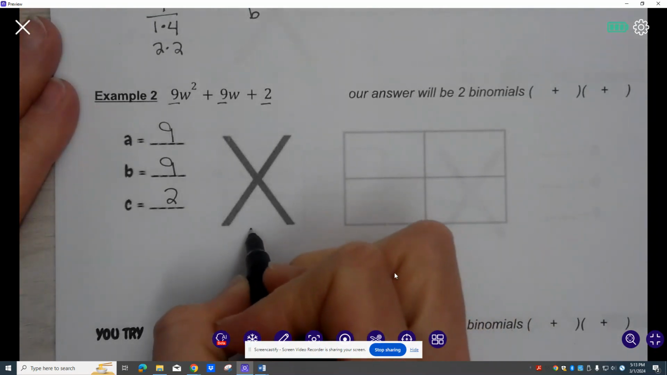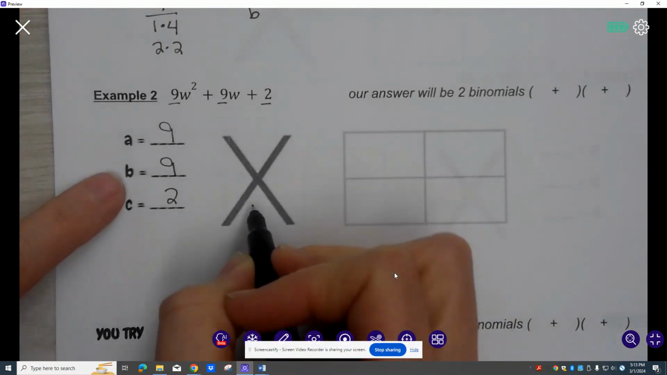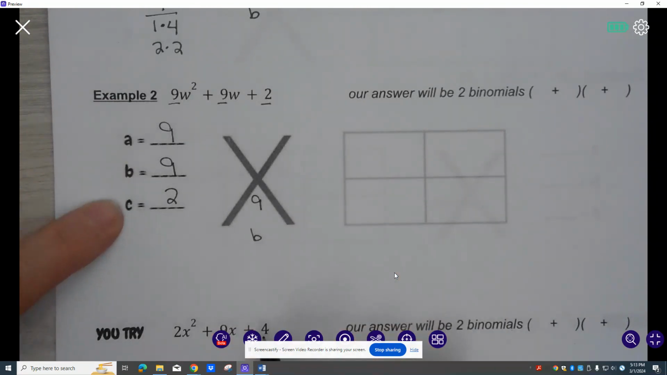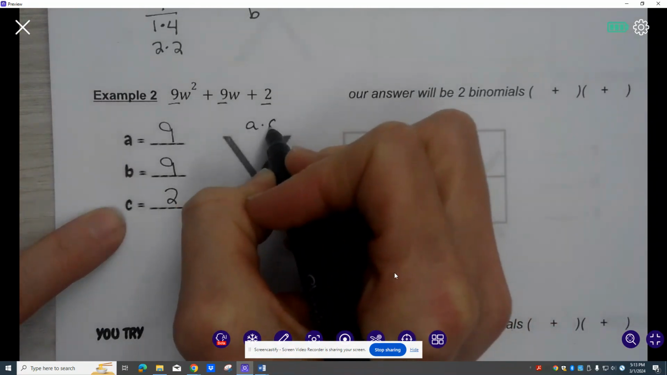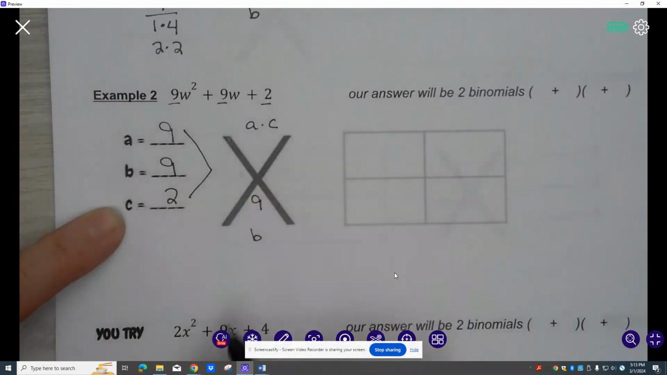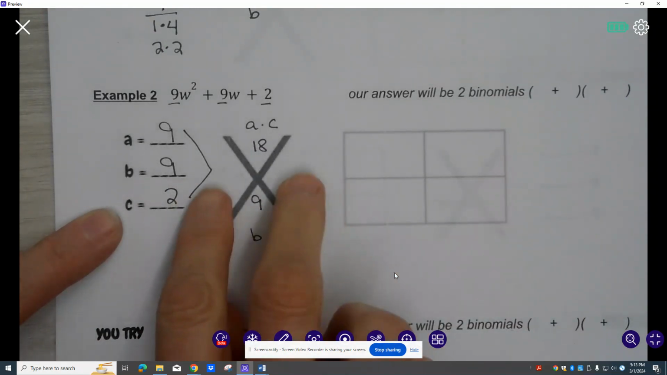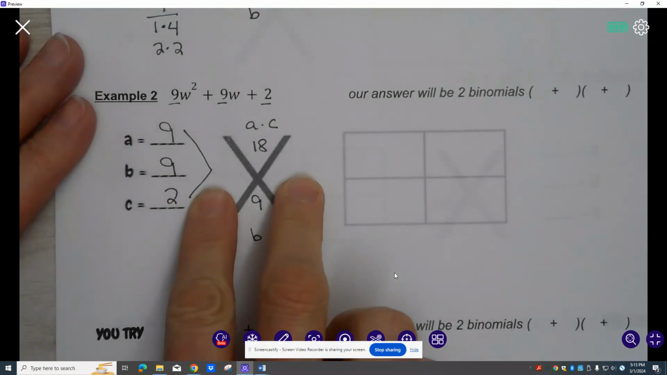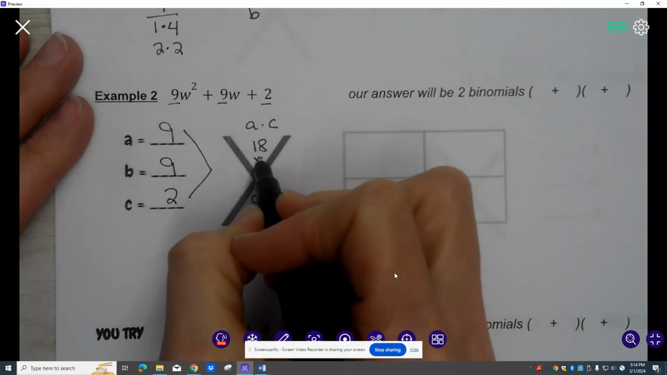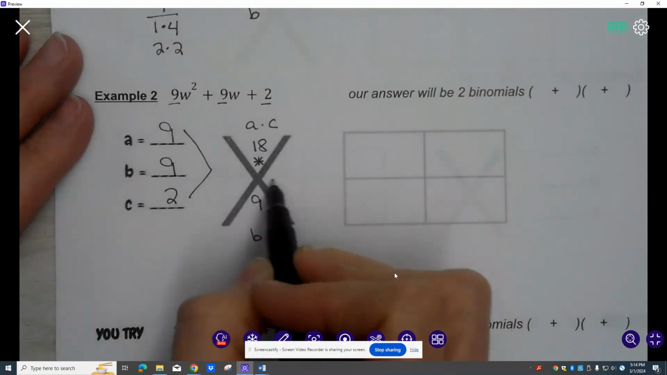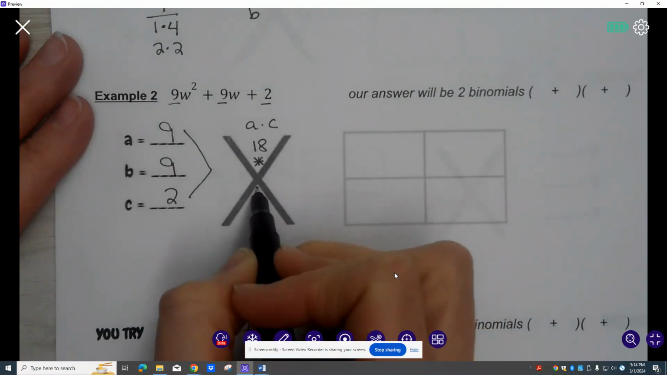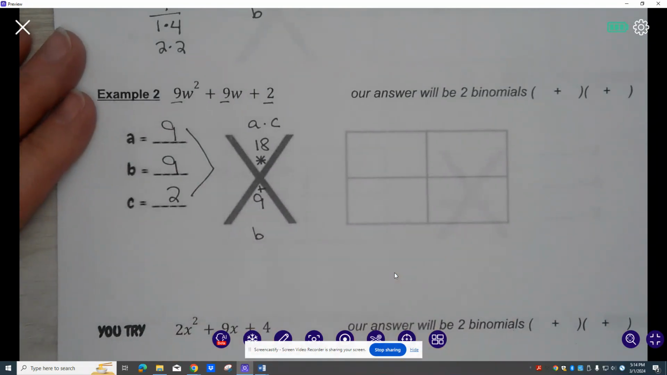Okay, bottom of the X is where your B value goes. Top of the X is where your A times C goes. So in this case, that is 18. And then we need to find these other two values. They need to be two values that multiply to give you 18 and add to give you 9.